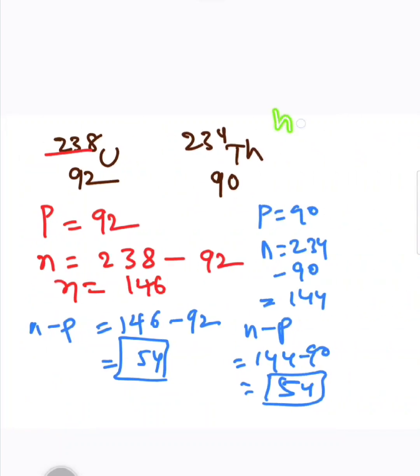Now we will understand this with an example. We have uranium and thorium, which are radioactive elements. What is the mass number of uranium? It is 238. What is the atomic number of uranium? It is 92. Thorium, mass number 234 and atomic number 90. Now, to find the N minus P value, first you should find how many neutrons there are and how many protons there are, followed by subtracting both.